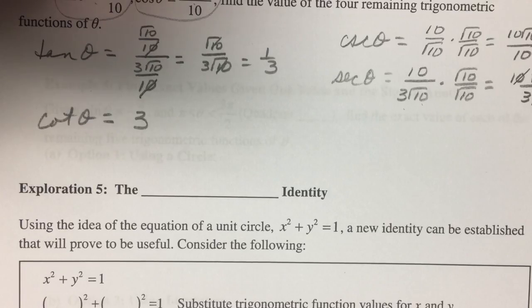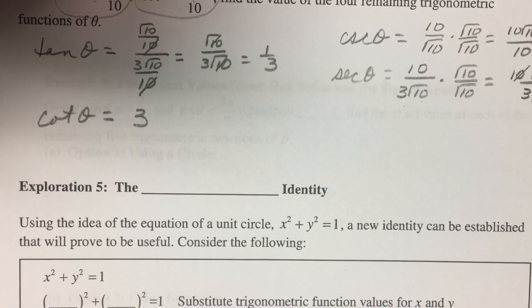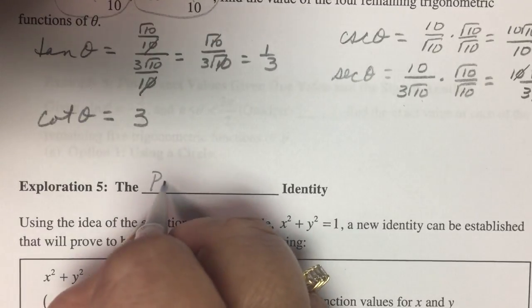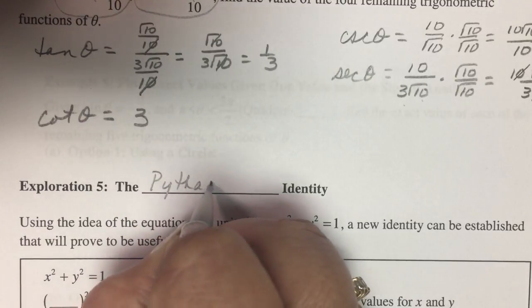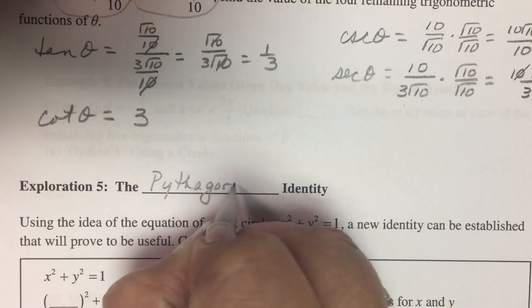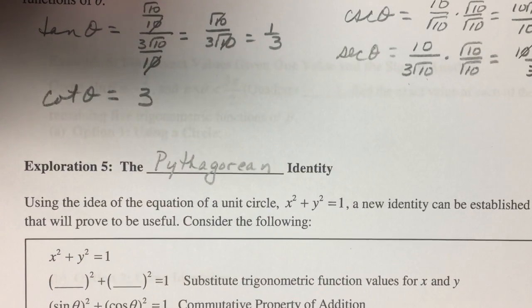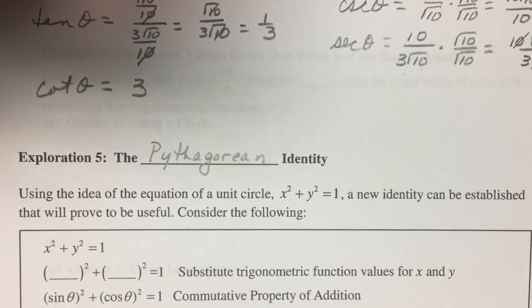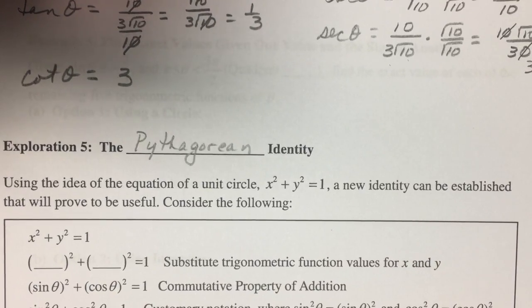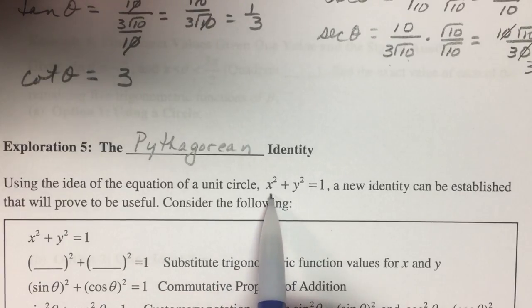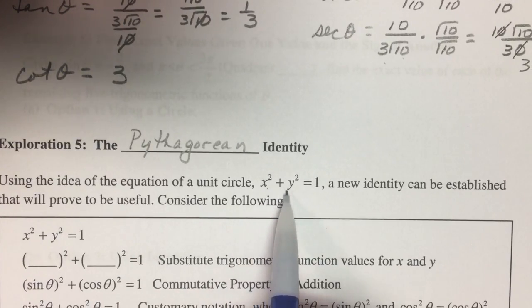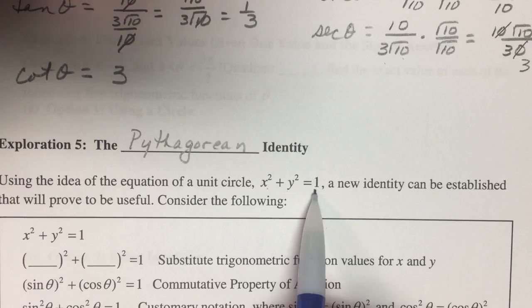All right, let's talk about another identity. This is called the Pythagorean identity. And it's based off the Pythagorean theorem. That's why it's called the Pythagorean identity. So using the idea that the equation of the unit circle is x squared plus y squared equals 1, because remember, unit circle has a radius of 1, we can come up with a new identity.